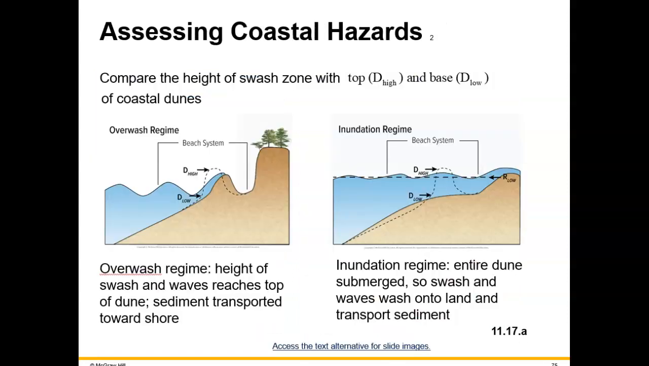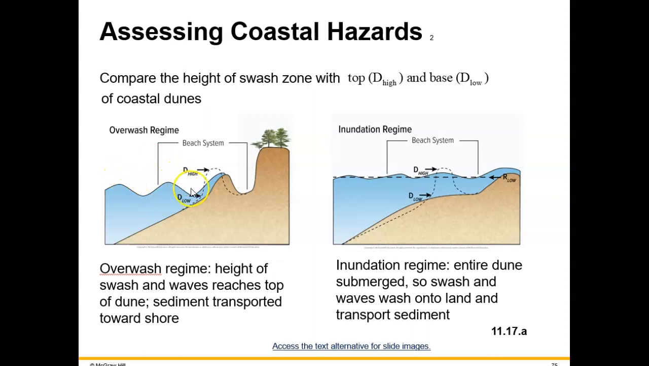The last part of this chapter I want to talk about is the basic difference in the way that erosion and coastal hazards can be caused, especially by water erosion. So we can see here we have two different scenarios. One's called an overwash regime and one's called an inundation. And this is almost like, sometimes, a before and after, but doesn't necessarily have to be.